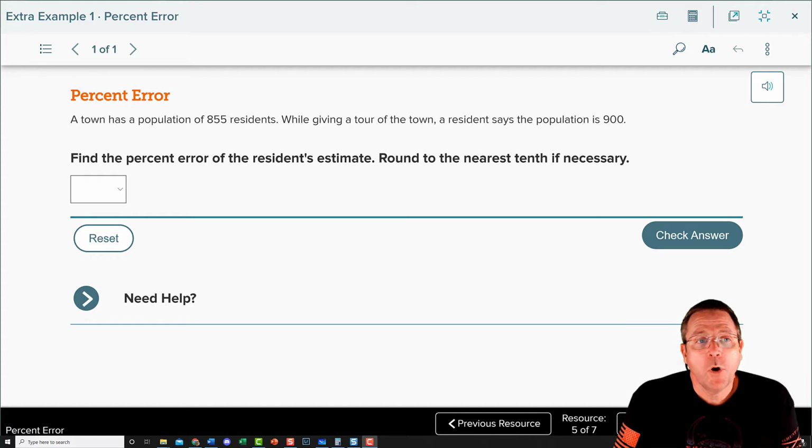That will be it for part 1. When we come back to part 2 of percent error, you're going to get to solve this problem you see on the screen and see if you get it right. I'm going to go ahead and stop now. Why don't you go ahead and start working on this so you can be ready when we come back.